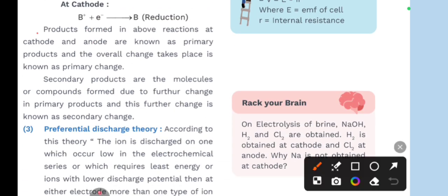The products formed in the above reactions at the cathode and anode are called primary products. If only a single reaction takes place at the anode and cathode, then they are called primary products. But if a further reaction takes place after the primary product, then it is called secondary change. So secondary products are formed after the primary change. This is called secondary change.